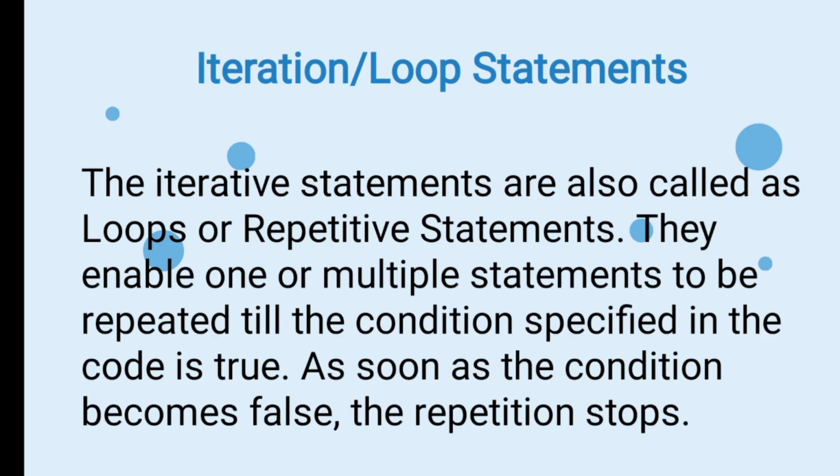Next is iteration loop statement. So iteration statements are also called loops or repetitive statements. They enable one or multiple statements to be repeated till the condition specified in the code is true. As soon as the condition becomes false, the repetition stops.